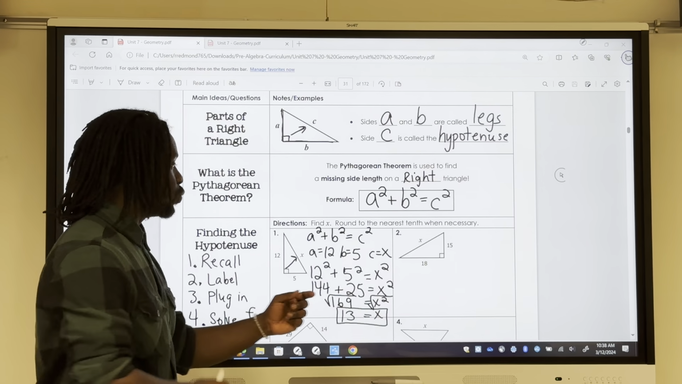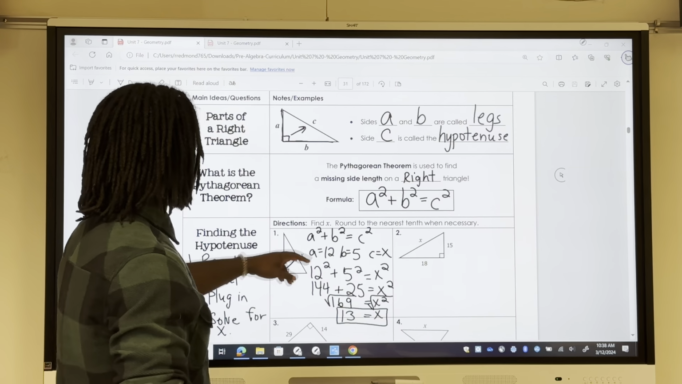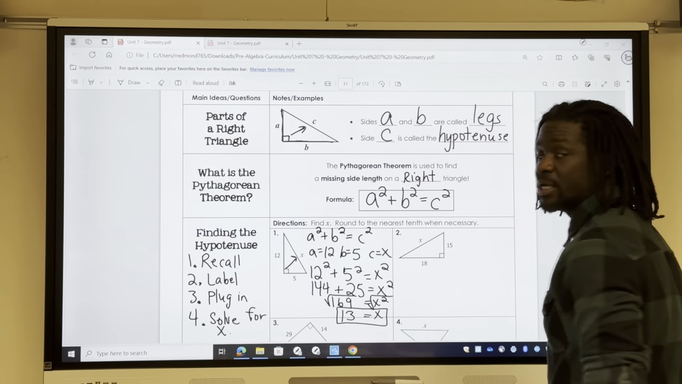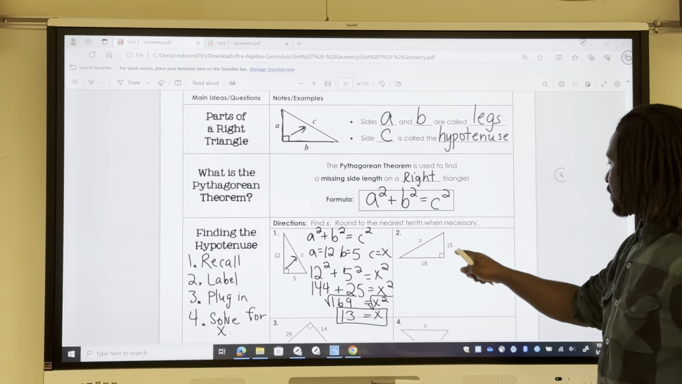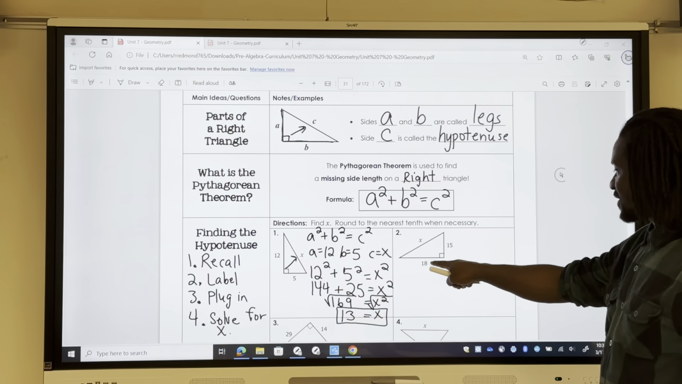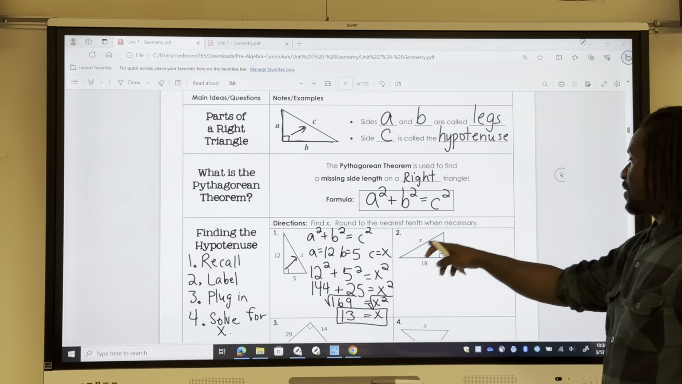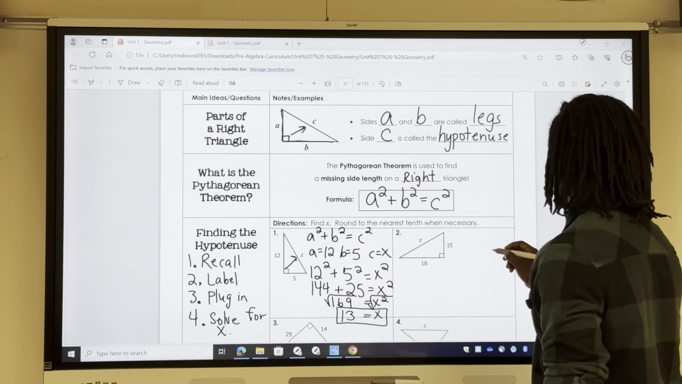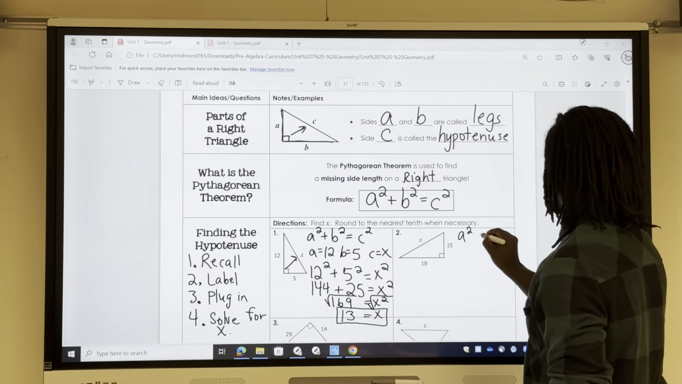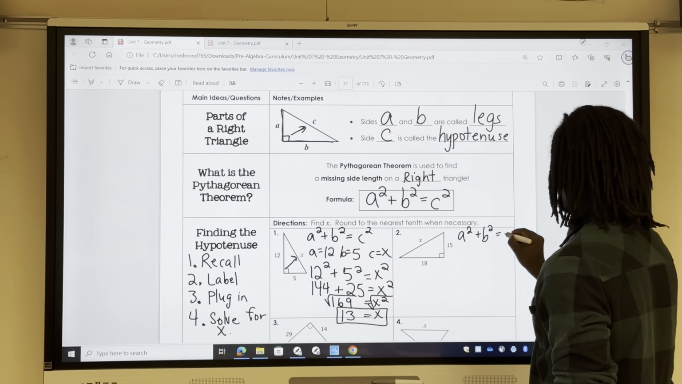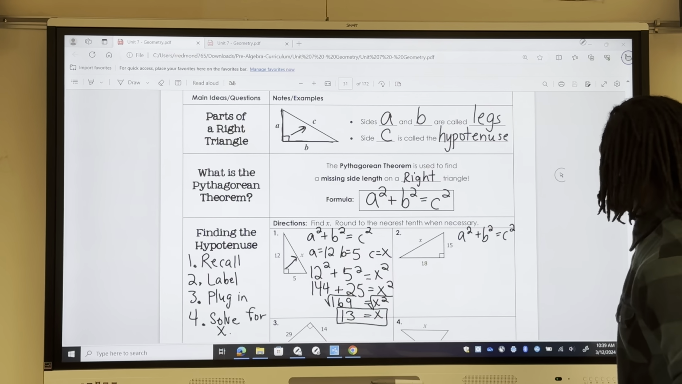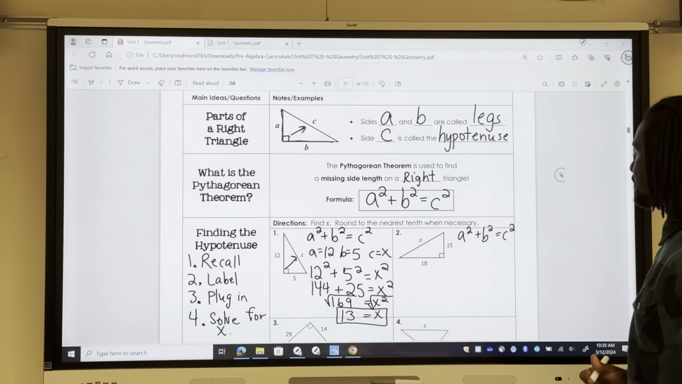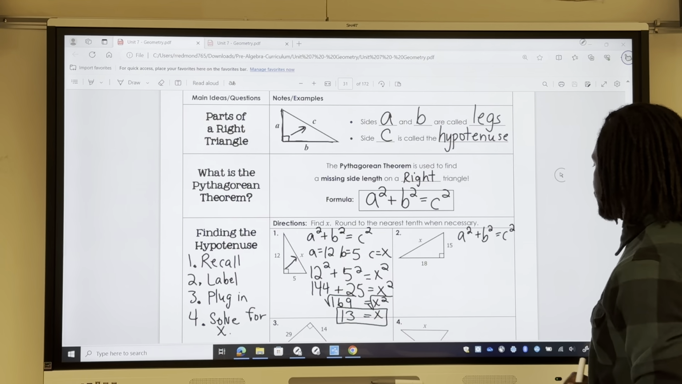Let's continue on. Let's do one more example. All right, so we start by recalling that this is a right triangle. I have this side, and I'm trying to find this long side that is the hypotenuse. Again, I'm going to start by writing my Pythagorean theorem. I'm going to recall what the Pythagorean theorem is: a squared plus b squared equals c squared.